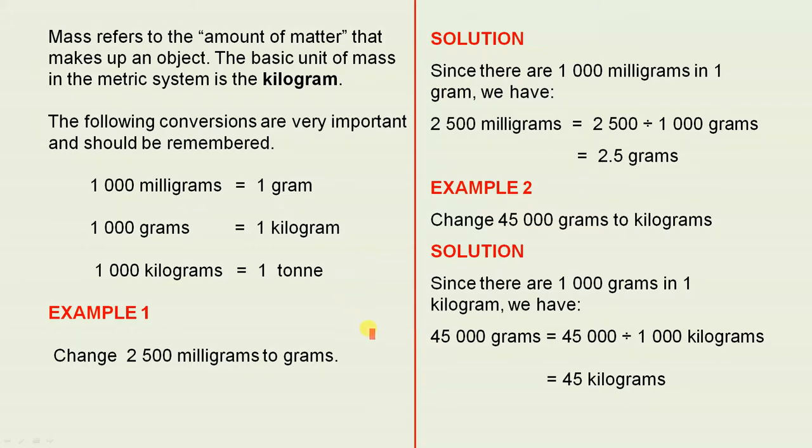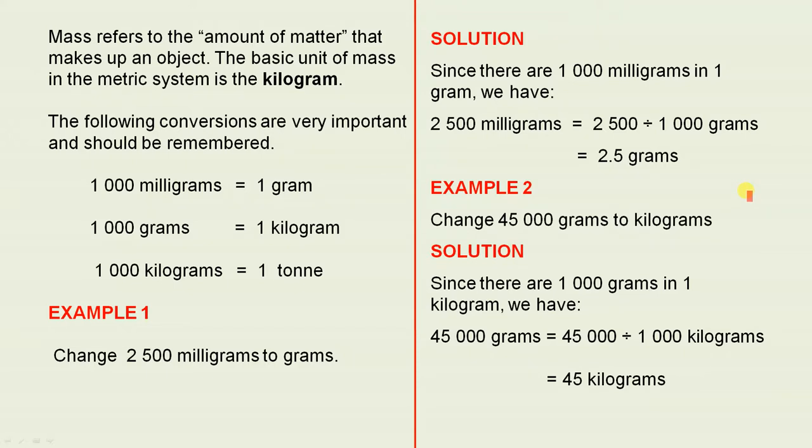Example 1. Change 2500 milligrams to grams. The solution: since there are 1000 milligrams in 1 gram, we have 2500 milligrams equals 2500 divided by 1000, and the answer is in grams. So that's 2.5 grams.